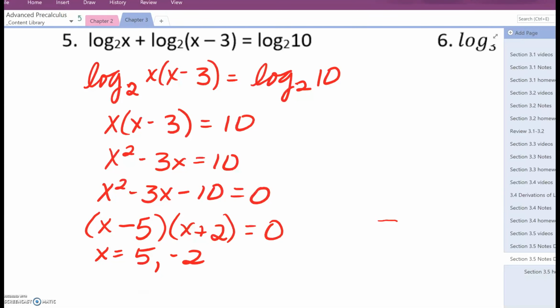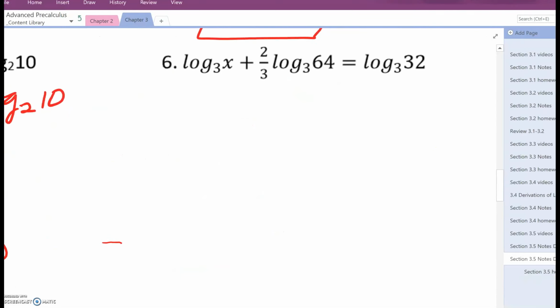Now we need to go back and check and make sure that neither of these answers makes us take the log of a non-positive number. If I put in 5, I'm taking the log of 5 minus 3, which is 2. That's still positive, so I'm good to go. If I put in -2, however, now I'm taking the log of -2. I don't want that. So -2 is actually extraneous, and we just have the one answer at x equals 5.